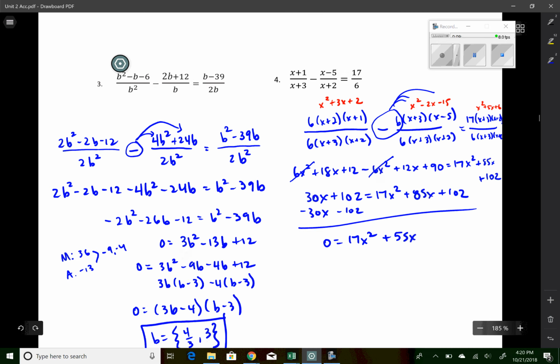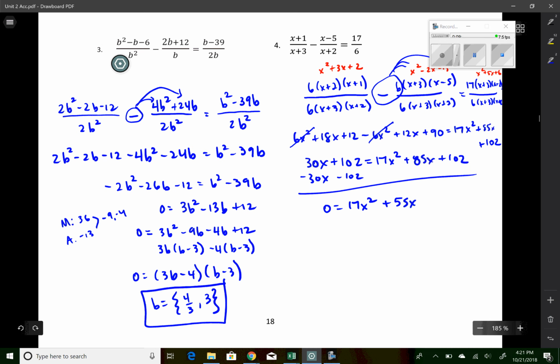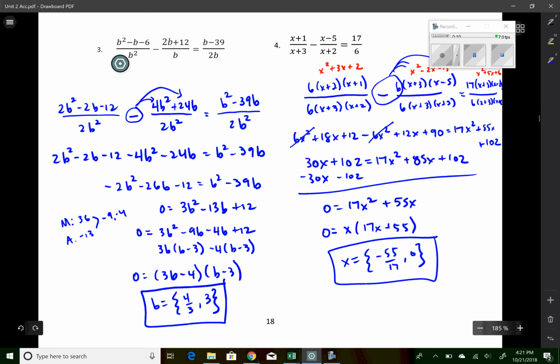So then you might be saying, well, how the heck do I factor that? Well, it's just GCF, right? So we're trying to figure out, well, is there a common factor there between 17 and 55? So since 17's prime, I would just divide 55 by 17 and see that it doesn't work. But I can factor out an x, leaving us with 17x plus 55. So I get x equals negative 55 over 17 and 0. Nothing we can't do there.